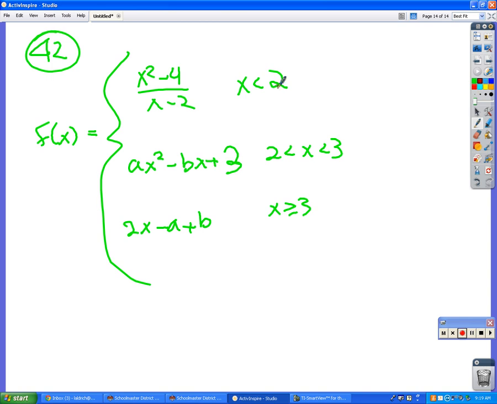Okay, well, what's the value of this function at x equals 2? How do you know? Can't divide by 0. We can't divide by 0. So this has a discontinuity right here at 2, right? Okay. So what are we going to do with that?